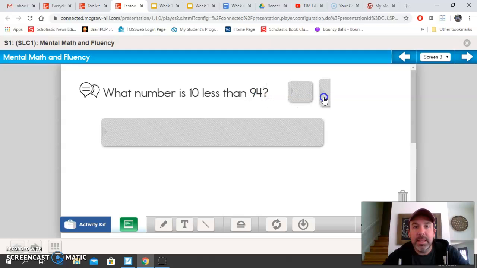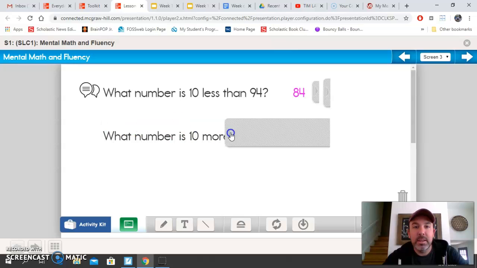What number is 10 less than 94? Okay, head to your number grid. Find the number 94 and think about it. 10 less than 94. Okay. I hope what you did was find the number 94 and just move up one, because we're finding out 10 less, and you should have gotten 84. Pat yourself on the back, kiss your brain.